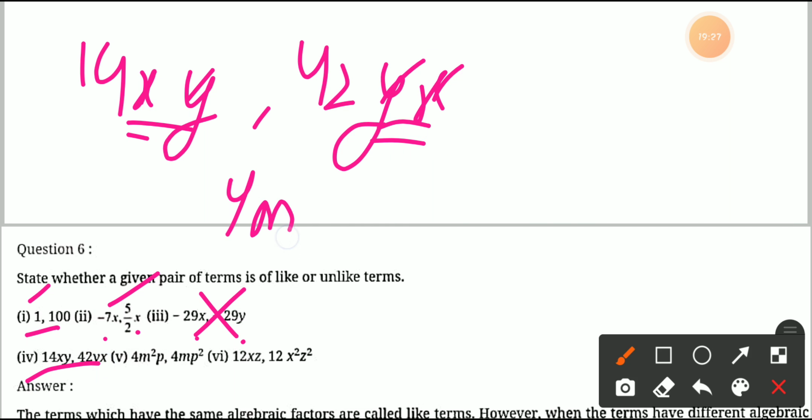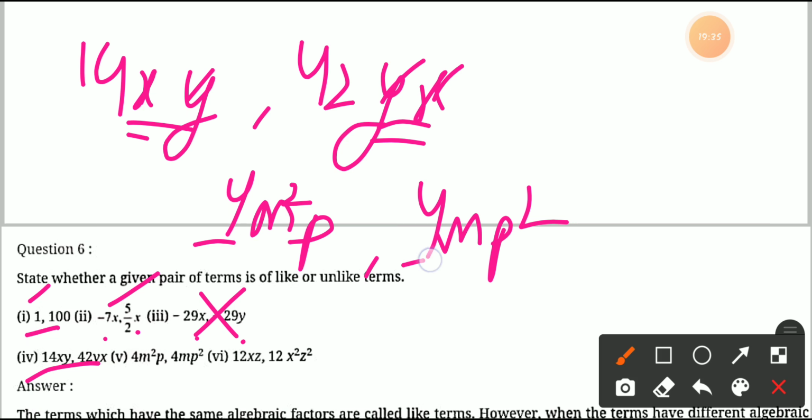4m square p and 4m p square. So they have the same constant. So we are not focusing on the constant. We are only focusing on the variables. So here we have 2m, here we have 1m. Here we have 2m and here we have 1m. Here we have 1p and here we have 2p's. So are they like? No, definitely not.